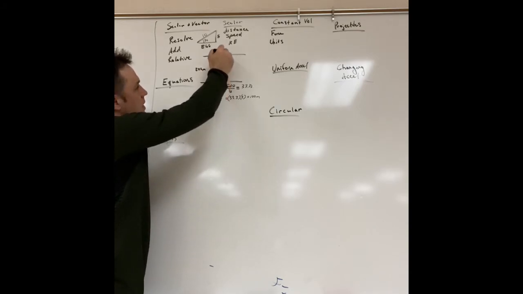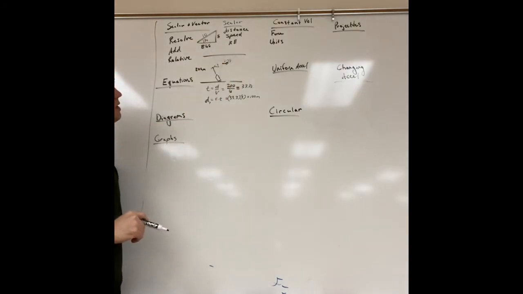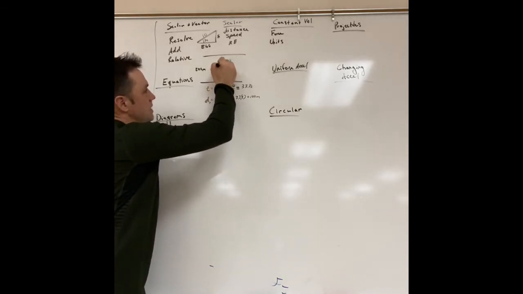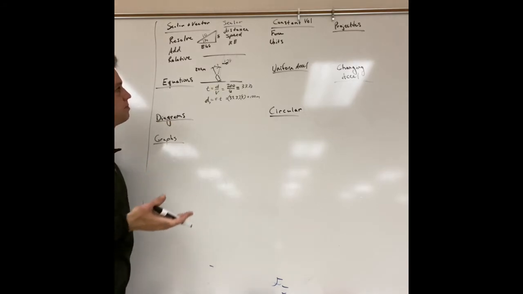So my boat's going to end up just going straight across the river. But it's going to take me longer because I have less vertical velocity, less than 6. So it'll take longer to cross the river.